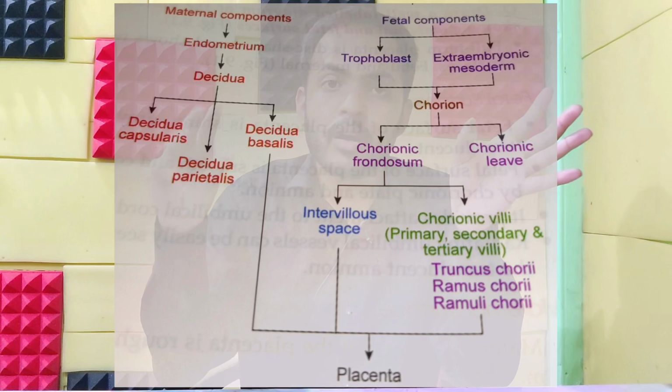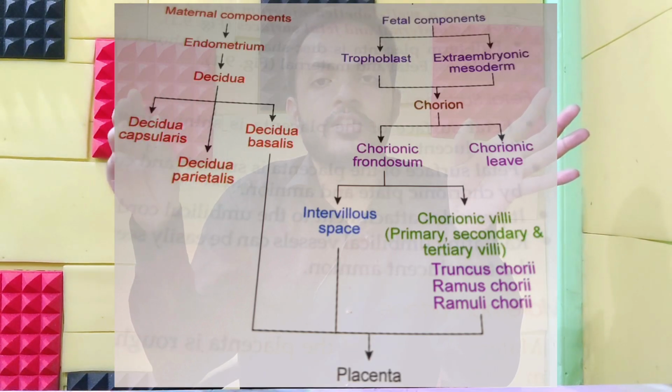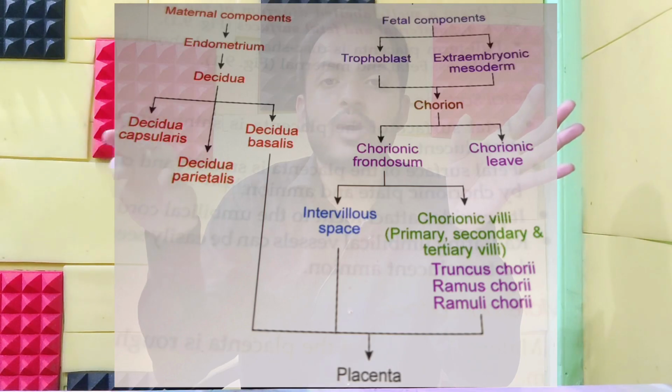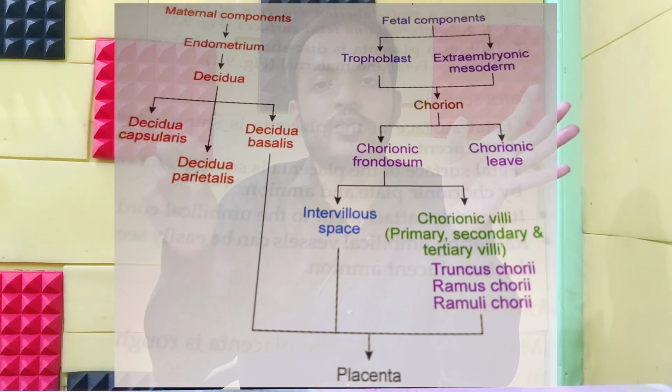Now, this decidua has three parts. First of all, decidua capsularis, also known as decidua reflexa; then decidua parietalis, also known as decidua vera; and lastly our decidua basalis, which is also known as decidua serotina.